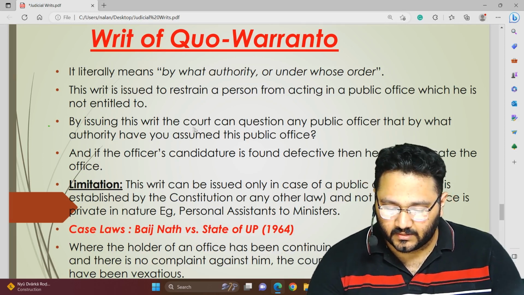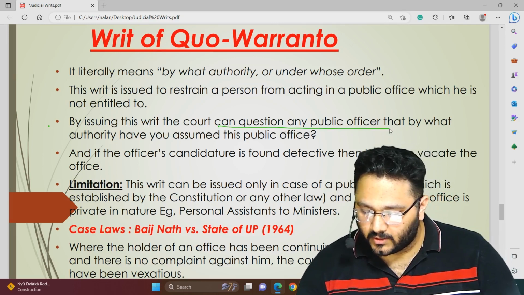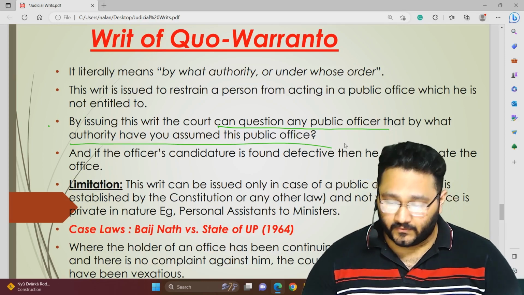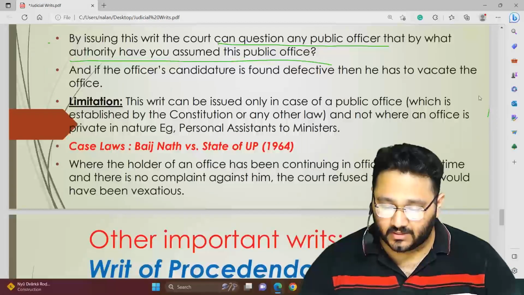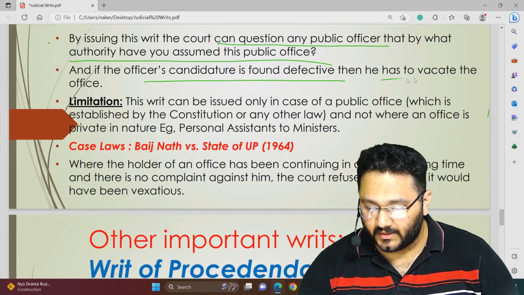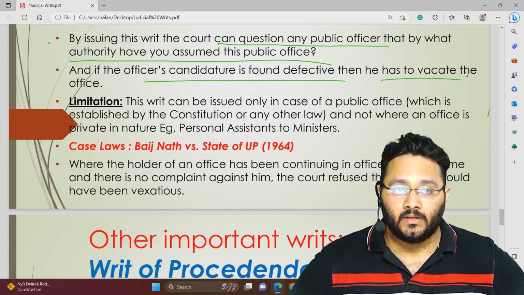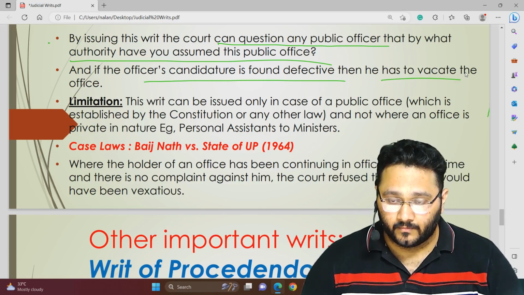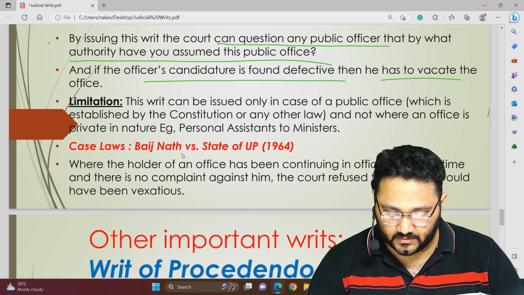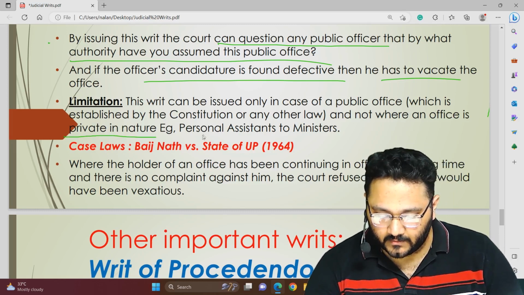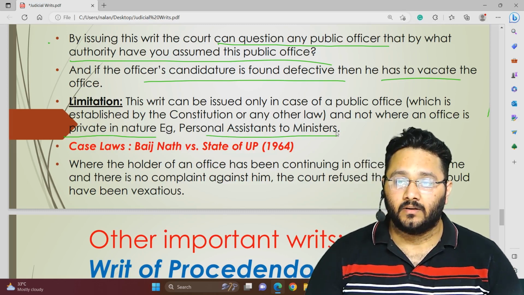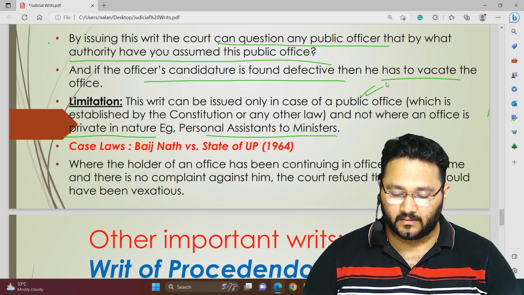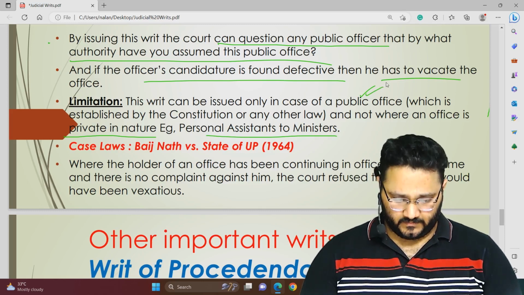By issuing this writ, the court can question any public officer: by what authority have you assumed this public office? And if the officer's candidature is found defective, they have to vacate. Limitation: there is a limitation to this writ. It cannot be issued in case of a private office which is private in nature, like personal assistant to a minister. It can only be issued in the case of a public office, right?